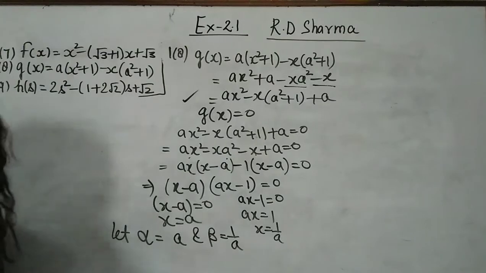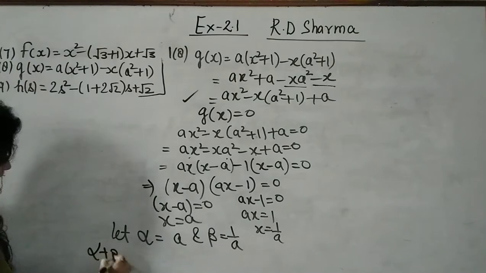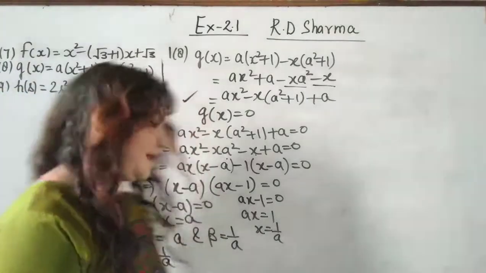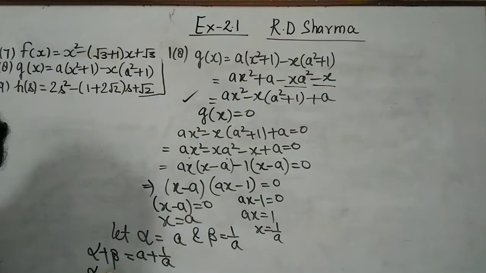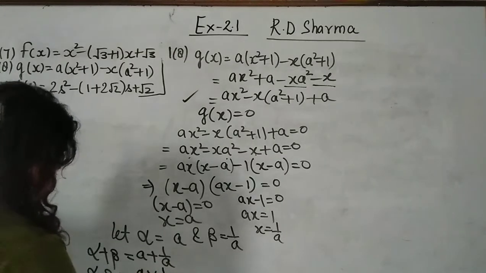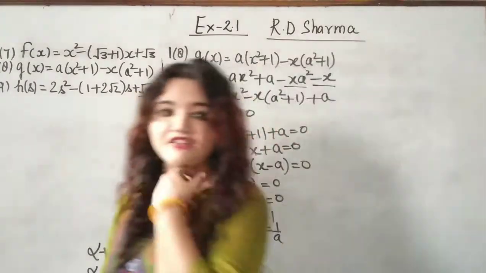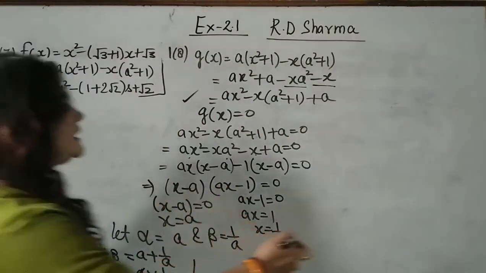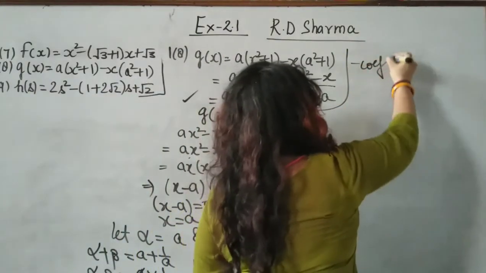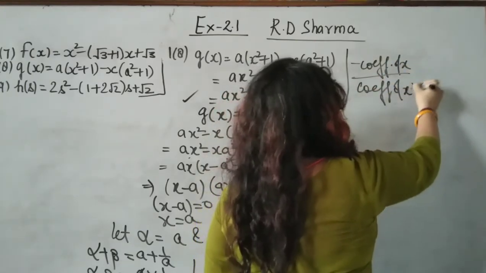Okay, so now हम क्या करते हैं? What is the next step? Alpha plus beta. So that will be a plus 1 upon a. Right? a plus 1 upon a. Alpha plus beta. And alpha into beta, that will be a into 1 by a. a cancelled out, 1. So now we have calculated the values of alpha plus beta and alpha into beta. Right? And now in the terms of coefficients, we will check out the values. Minus coefficient of x upon coefficient of x square.